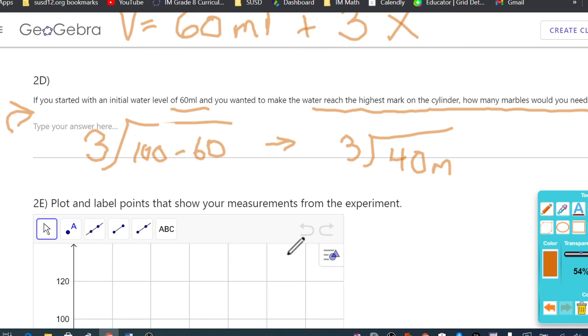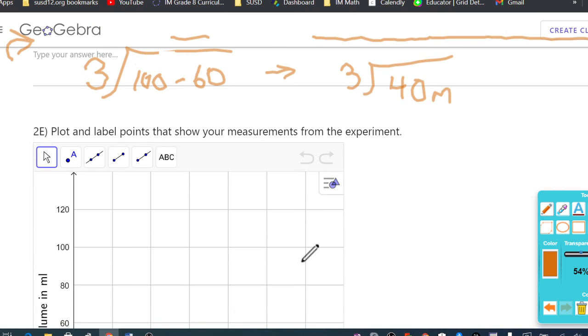That'll be the number of marbles we need to add for the water level to reach the highest mark on the cylinder. Go ahead and do the math on your own and make sure that you agree with me and make sure that makes sense to you.